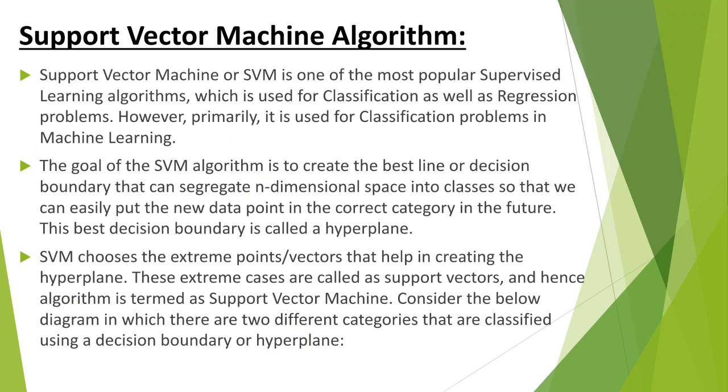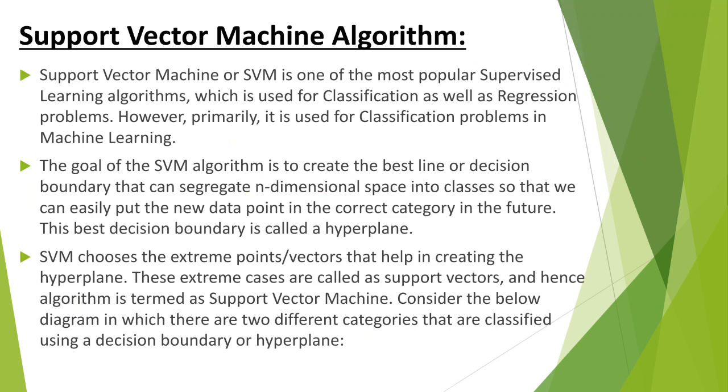Support vector machine algorithm. Support vector machine or SVM is one of the most popular supervised learning algorithms, which is used for classification as well as regression problems. However, primarily it is used for classification problems in machine learning. The goal of the SVM algorithm is to create the best line or decision boundary that can segregate n-dimensional space into classes so that we can easily put the new data point in the correct category in the future.